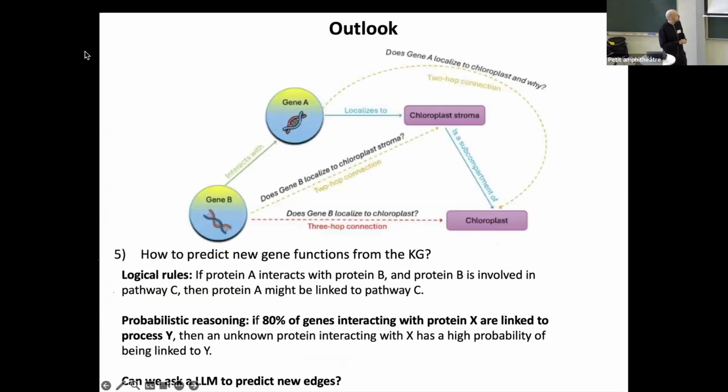And then the fifth, well, when you look at those knowledge graphs, you start to think, right? And realize that there are some relationships. So, for example, in this example, we have gene A interacts with gene B interacts with gene A, and then gene A or its protein localizes to chloroplast stroma. And then you could make a hypothesis. Well, does gene B localize to chloroplast stroma, right?